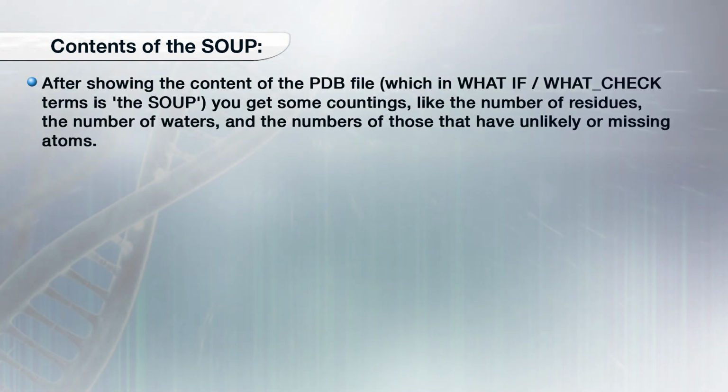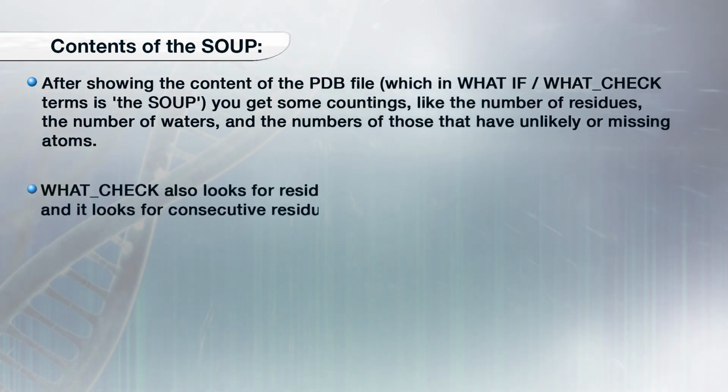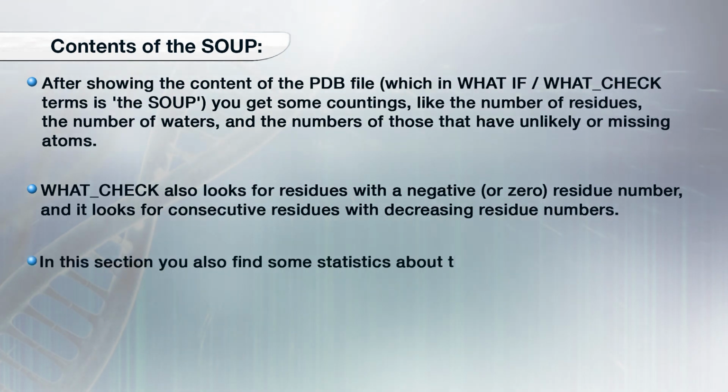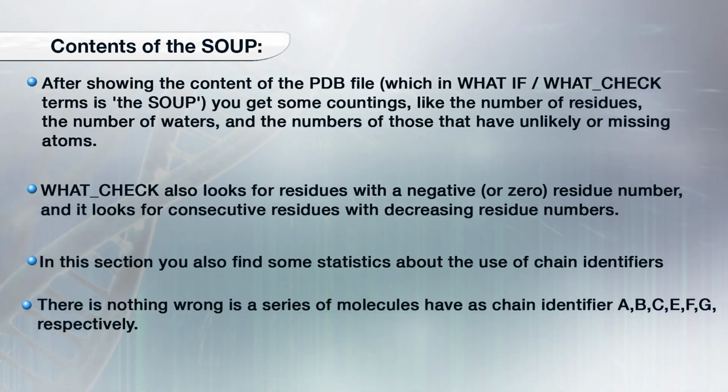After showing the content of the PDB file, WHAT CHECK will be submitted and it will give you a brief overview. WHAT CHECK will also look for residues with a negative or a 0 residue number, and it will also look for consecutive residues with decreasing residue number. WHAT IF will identify different sections as an output, which can also give some statistics about the use of chain identifiers. It will give the chain identifiers for the different chains in separate sections for A, B, C, D. If there are 4 chains, 4 sections will be identified.